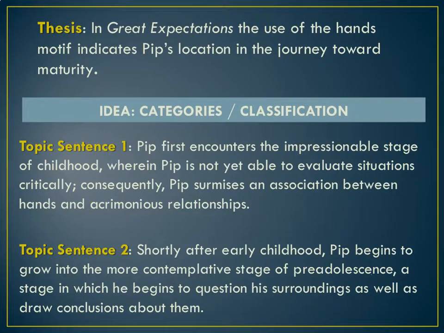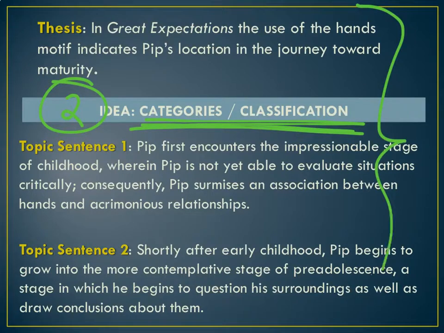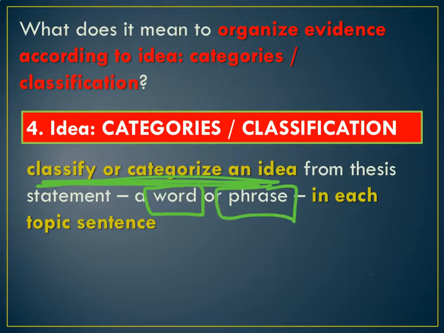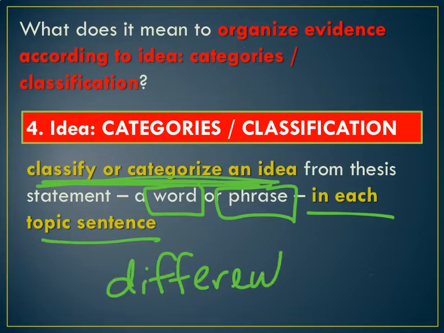So a second way that you can organize your evidence according to idea is classification categories. And so read these sentences carefully here, and I'll show you how the writer has classified or categorized an idea from the thesis statement. So all it means to organize according to categories or classification is you're going to classify or categorize an idea from the thesis statement. Again, maybe it's a single word, or maybe it's a phrase, a group of words. And you're going to have a really distinct category in each topic sentence. Again, a really different category in each topic sentence.